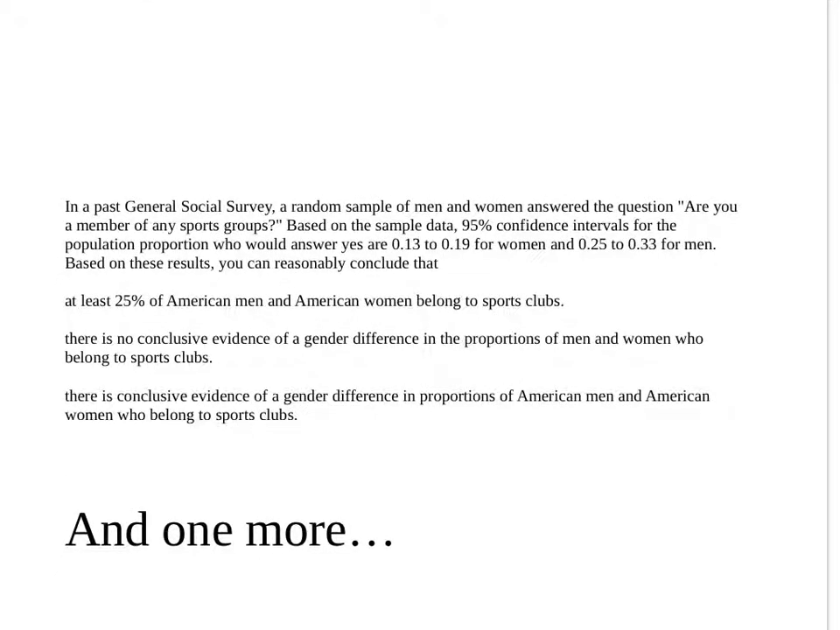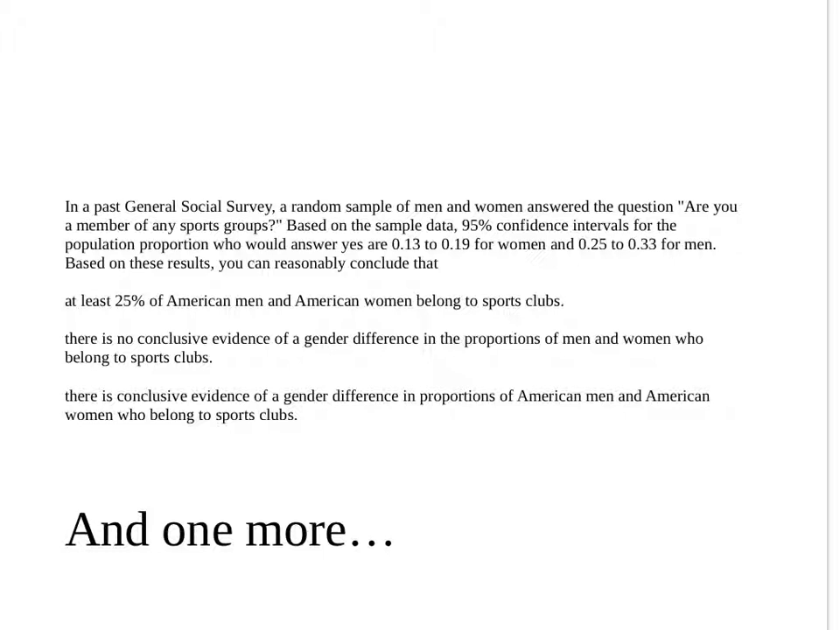In a past General Social Survey, they call them GSS, a random sample of men and women answered the question, are you a member of any sports groups? Based on the sample data, 95% confidence intervals for the population proportion who would answer yes are 0.13 to 0.19 for women and 0.25 to 0.33 for men. Based on these results, you can reasonably conclude that one of three things.